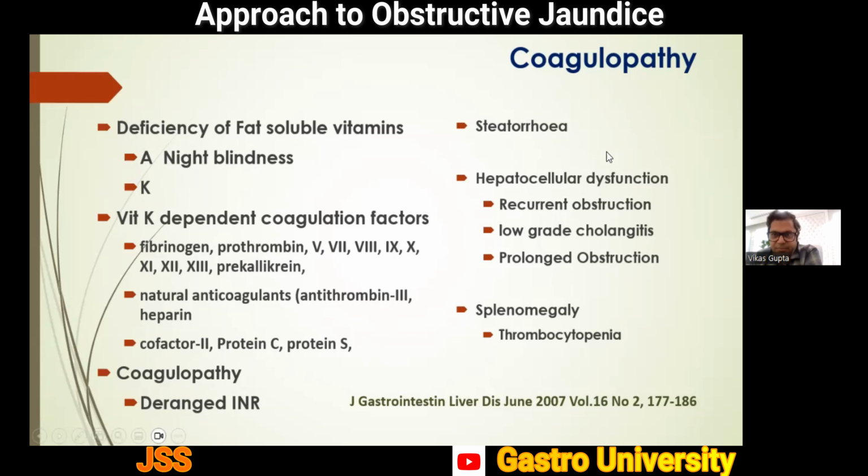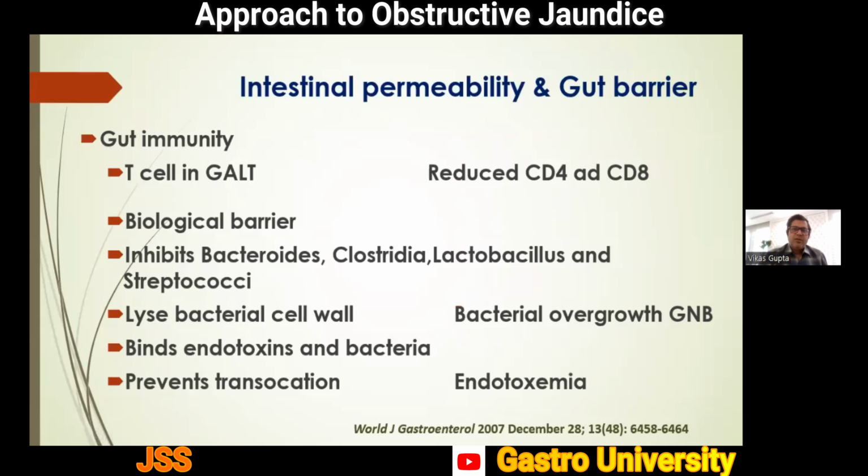And on top of that, patients who have recurrent obstruction, low grade cholangitis, or prolonged obstruction not drained for a long period of time can have some amount of hepatocellular damage, which can also contribute to the coagulopathy. And patients with hepatocellular damage and liver fibrosis can have splenomegaly, as a result of which they can manifest thrombocytopenia.